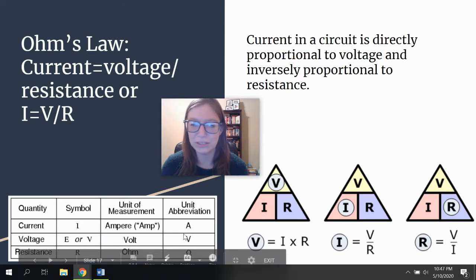Personally, I really hate how current is symbolized by an I, measured in amperes, and then that becomes amps or A's. It's annoying.